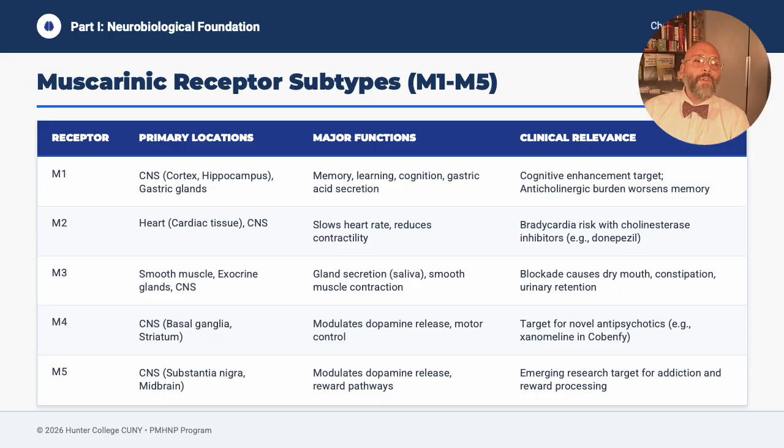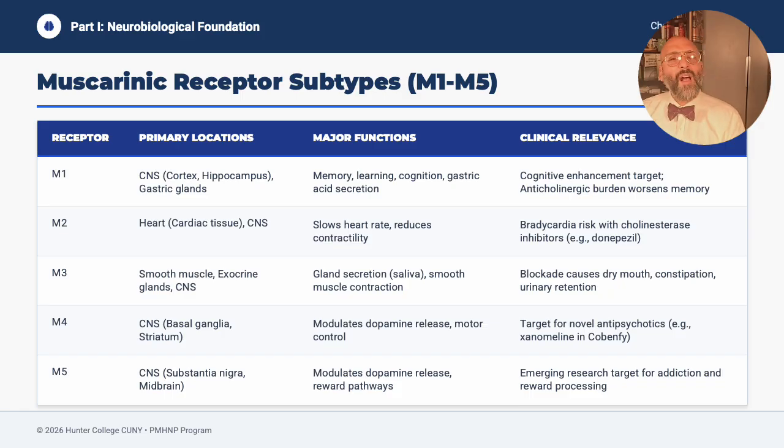M3 is a peripheral side effect receptor, and that typically dominates in areas of smooth muscle, exocrine glands, and some CNS regions. M3 will mediate things like salivation, GI motility, and bladder contraction. If you block M3, you'll get this classic triad of dry mouth, constipation, and urinary retention. So that's why some drugs marked as bladder selective will still cause dry mouth, because true selectivity is really imperfect. The M4 dopamine modulator is found in the basal ganglia and striatum.